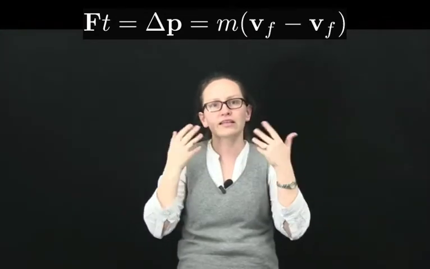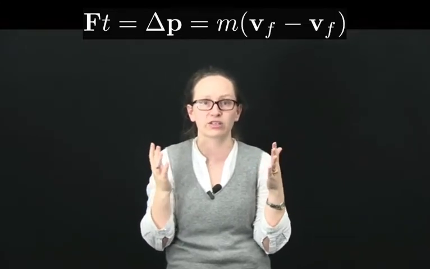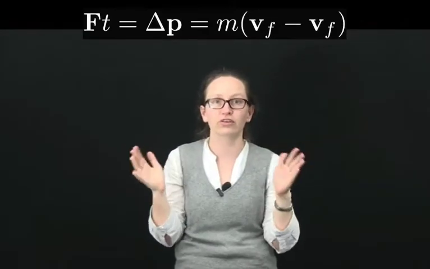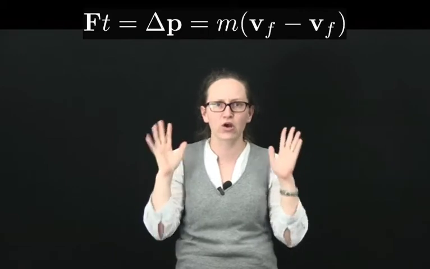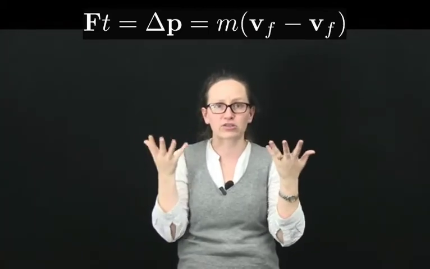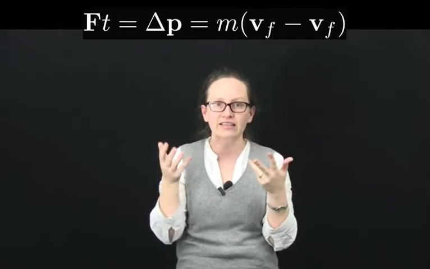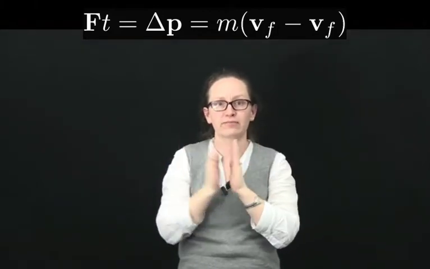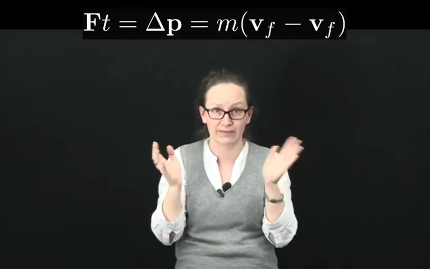So in a crash, we want to decrease the force felt by the passengers. It's the force acting on the passengers that does all the damage in a crash. If there's no force acting on you, then there's no way that you can be hurt. So what car designers try and do is decrease that maximum force acting on the passengers. So the impulse-momentum relationship actually tells us how we can go about doing that.